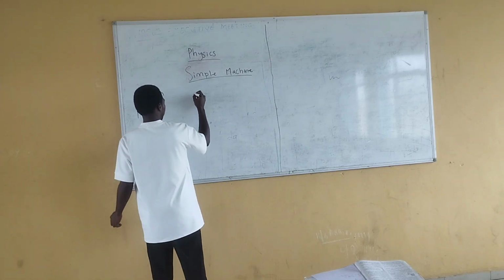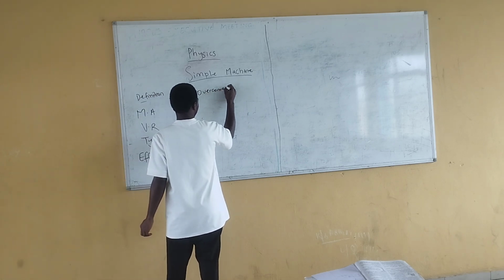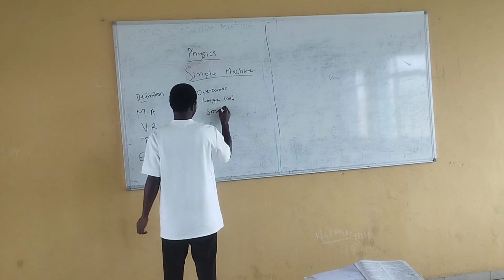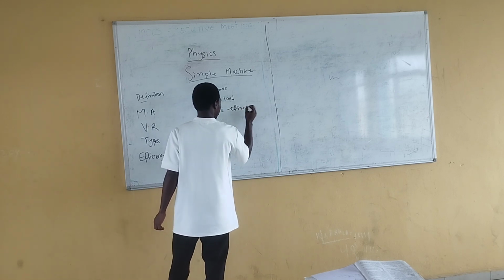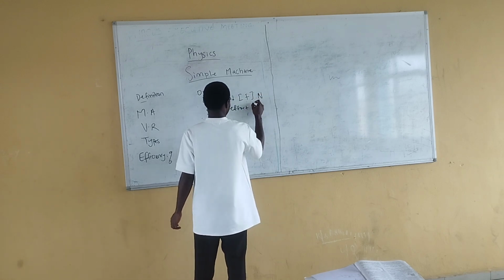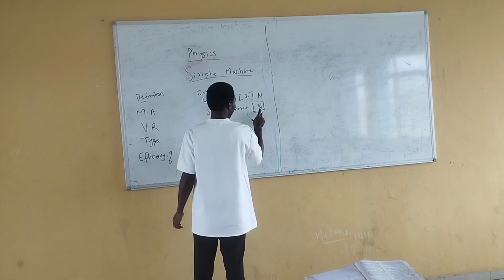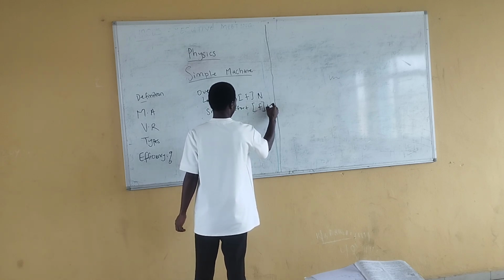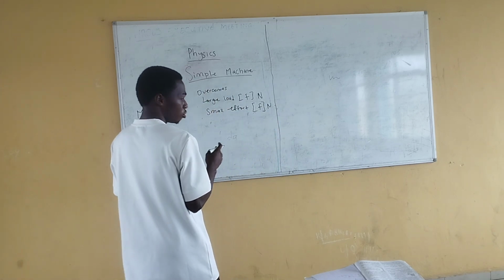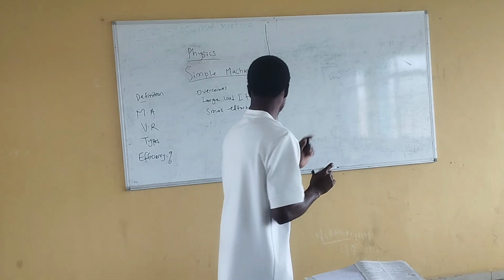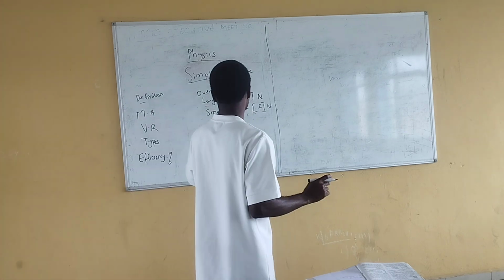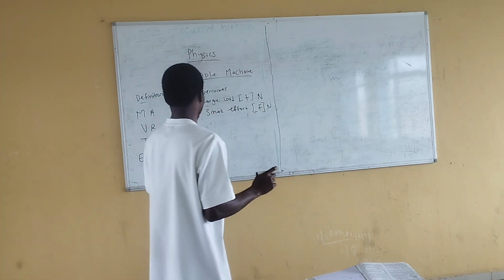Overcomes is the keyword here: overcomes large load with small effort. Now note something. This load is force. And what is the unit for force? Newton. This effort is force. What is the unit of force? Newton. So just know that a machine overcomes large load with small effort. Then you know that load is force, effort is also force.